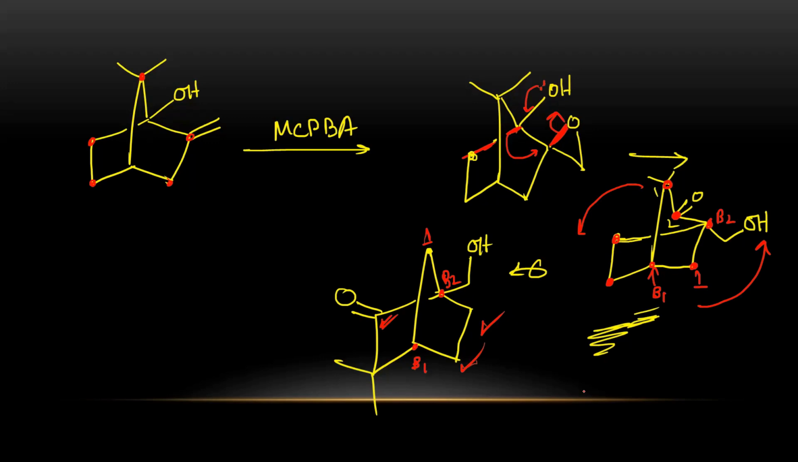So with this, our pinacolone rearrangement is over. Our next discussion will be on the final rearrangement associated with carbocation. This is the dienone phenol rearrangement.